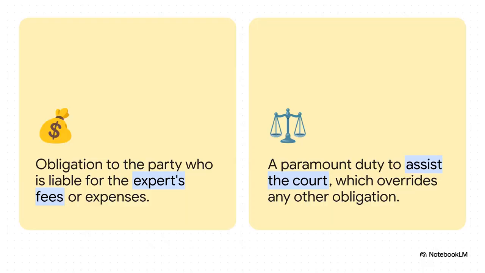On one hand, you've got the party who hired them, the one cutting the checks. But on the other hand, you have the court. And Rule 426 could not be clearer about who wins that fight. The expert has an overriding, paramount duty to assist the court. And that duty trumps everything else. It completely overrides any loyalty or obligation they might feel to the person paying their bill.